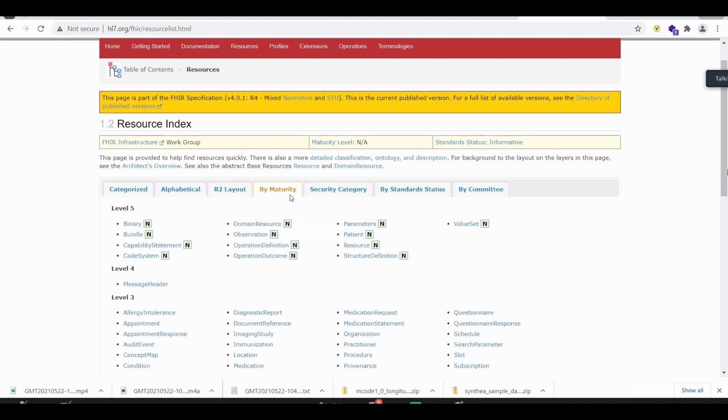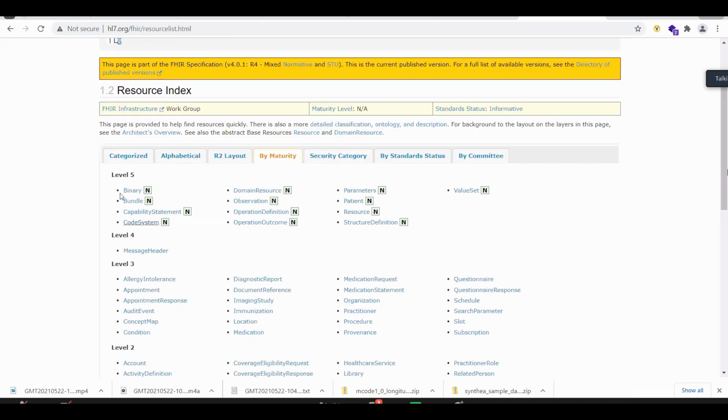Okay. So understood that. And these are the resources which are actually normative, which are stable and released. So forward compatibility for these resources will be maintained in the next versions, right? For level 4 and level 3, we expect fewer changes, but changes may be expected. So when you're implementing, be cautious of that. Okay.